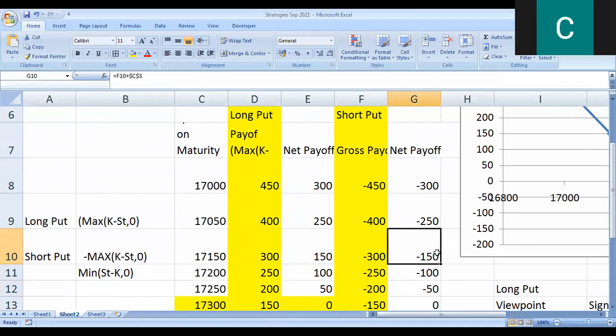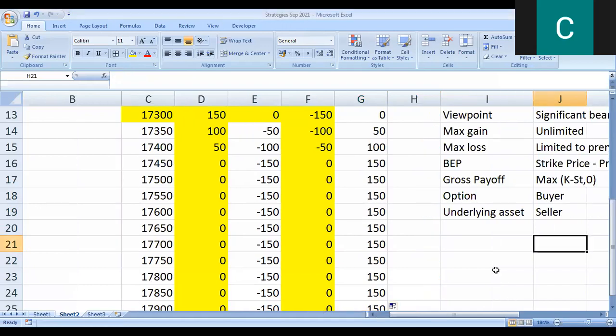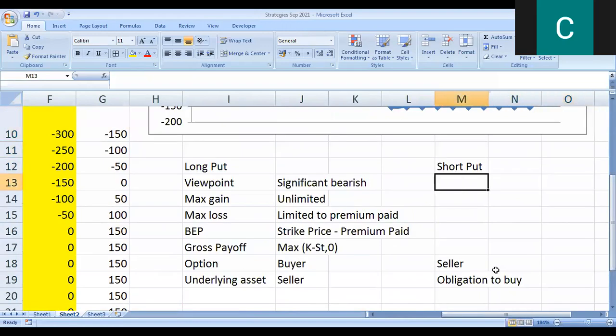When the market is in an uptrend, we make a profit. But is that profit great, or is it limited to the premium amount? Limited to premium. Even if the market goes up significantly, are we able to enjoy a significant increase in profit? No, it is limited to the premium received. So as a result, the viewpoint is moderately bullish.